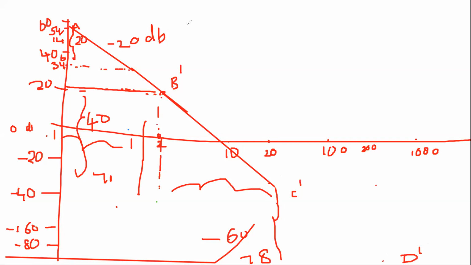Then what I'll do, I'll have to make a new line from C dash to D dash, which is having minus 60 dB. This is my minus 60 dB per decade. This is minus 40 dB per decade. This is minus 20 dB per decade. The problem is so simple.